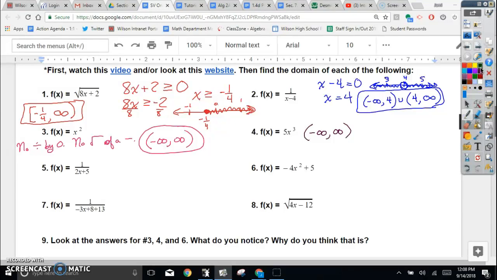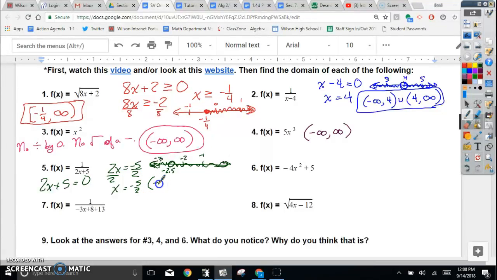Excuse me. And 5. Hey, x is in the bottom, so this is the one where you have to worry about dividing by 0. So you need to know when that's going to happen. Well, once 2x plus 5 equals 0, 2x equals negative 5, divided by 2, x is equal to negative 5 halves, or negative 2.5. So everything works on the number line, except for that 1 point value at negative 2.5.